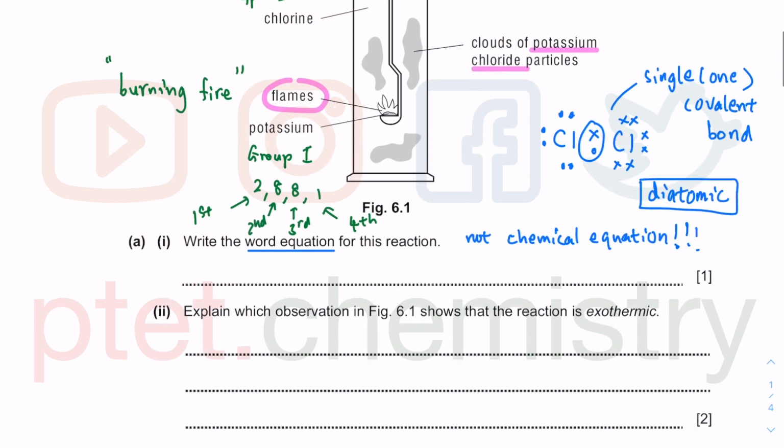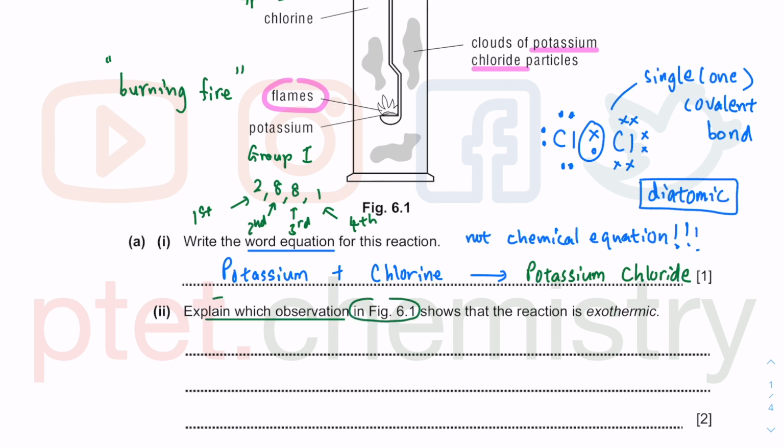In this word equation, what we have really is potassium. The spelling, of course, is in the question. The spelling is also in the periodic table. Chlorine exists as this Cl2 diatomic molecule. The salt that you get, according to the question, is going to be called potassium chloride.